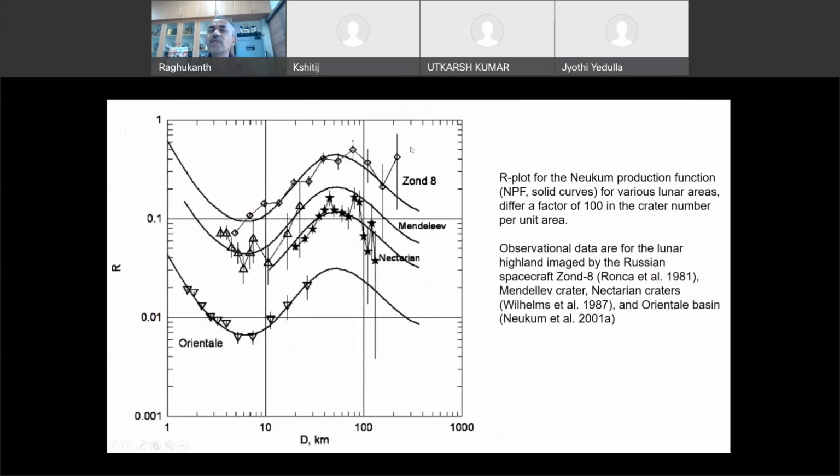And now here, can you see here? He has fitted this to the Nectarian, then Mendeleev crater, then Zond 8, and of course the lunar highlands, and then Mendeleev crater, Nectarian crater, then the Oriental crater. You can see these curves nicely fit. Newcomb's theory nicely fits because it's a polynomial, right? It fits the data in a very nice fashion. Now you can estimate the ages, which is old, which is young, from this type of graphs.